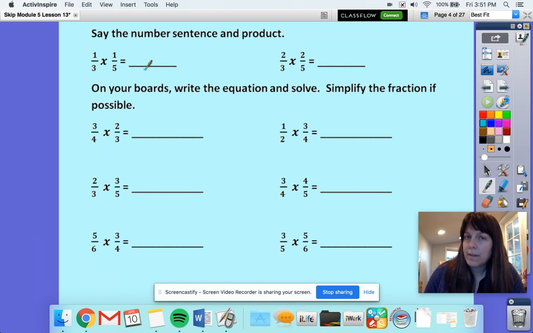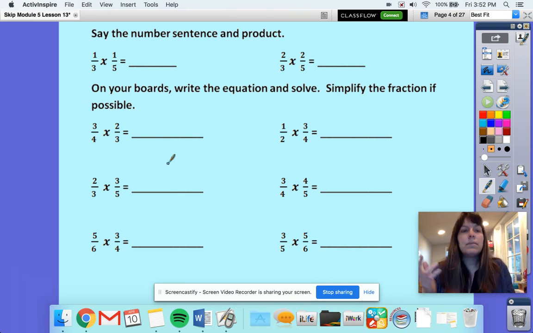So you might have felt silly, but hopefully you said 1/3 times 1/5 equals 1/15. For the second one, say the sentence. 2/3 times 2/5 equals 4/15. And I could write it for you. That's going to take a little bit of time, but maybe I'll start doing that.